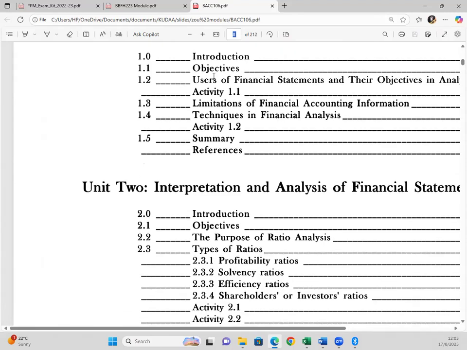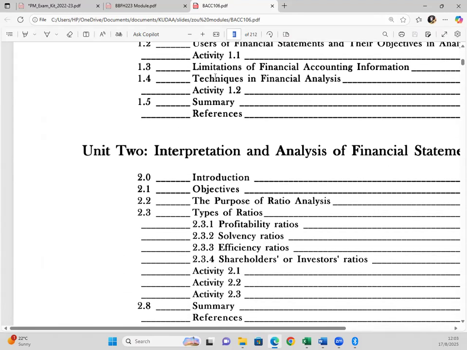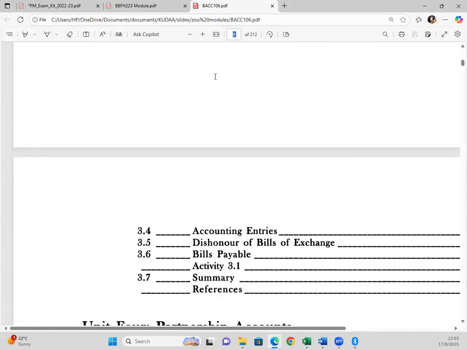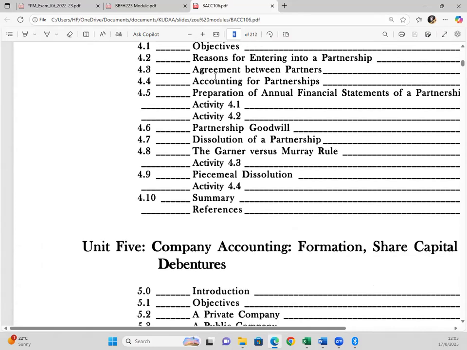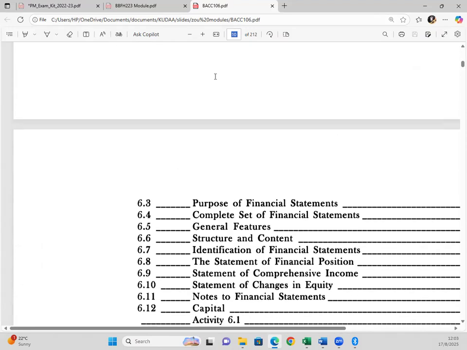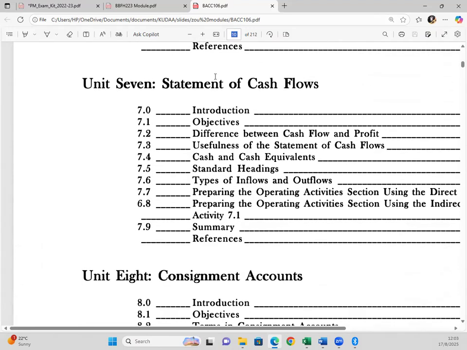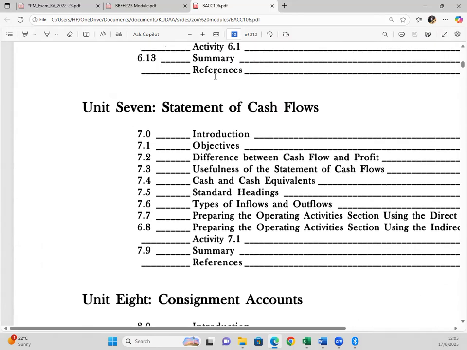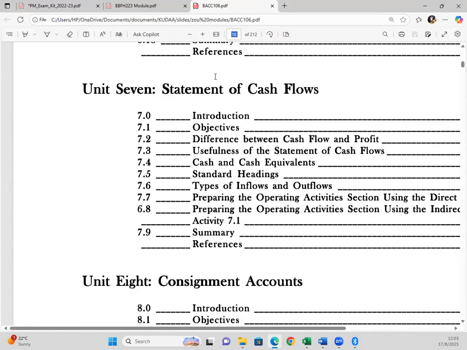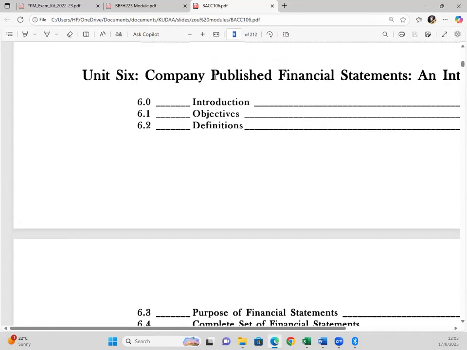Then Unit number 2 is talking about interpretation of financial statements. We are also going to introduce it in today's session. So Unit 3, Bill of Exchange, we are going to cover that. Partnership accounting, company accounting, the cash flow statements. I think for this semester, you're supposed to cover up to Unit 7, if I'm not mistaken, because those in Fin 2B, I think they start from Unit 8. So without wasting much time, let's get started.